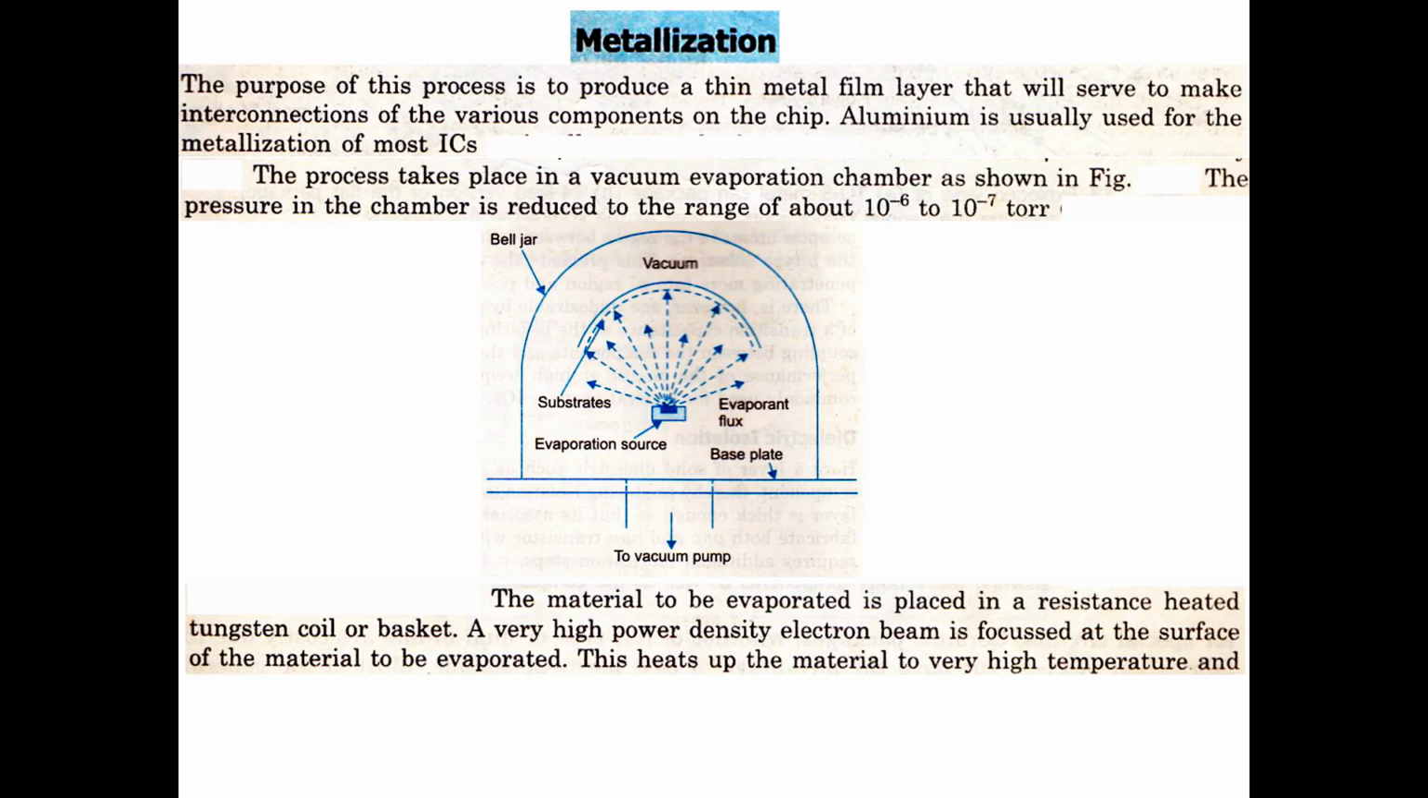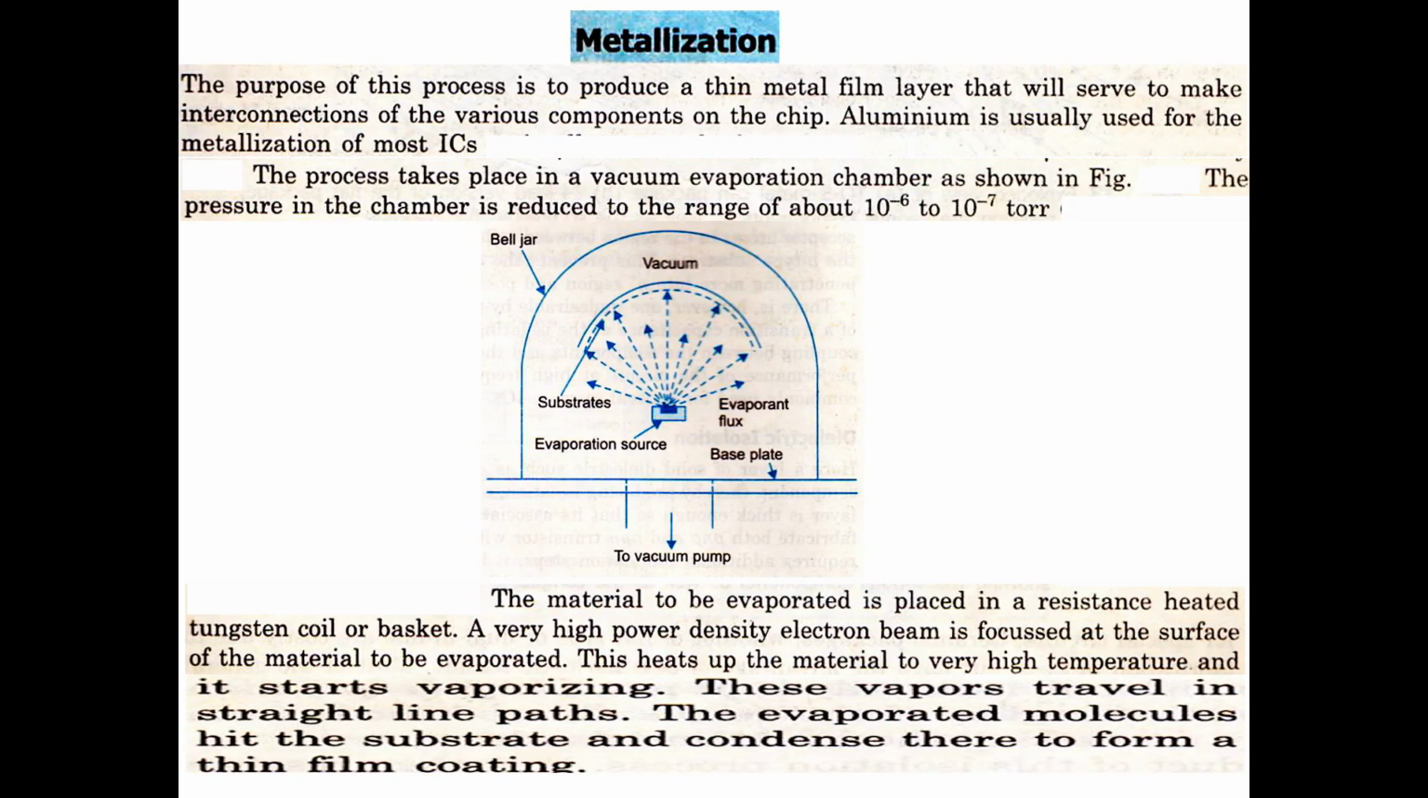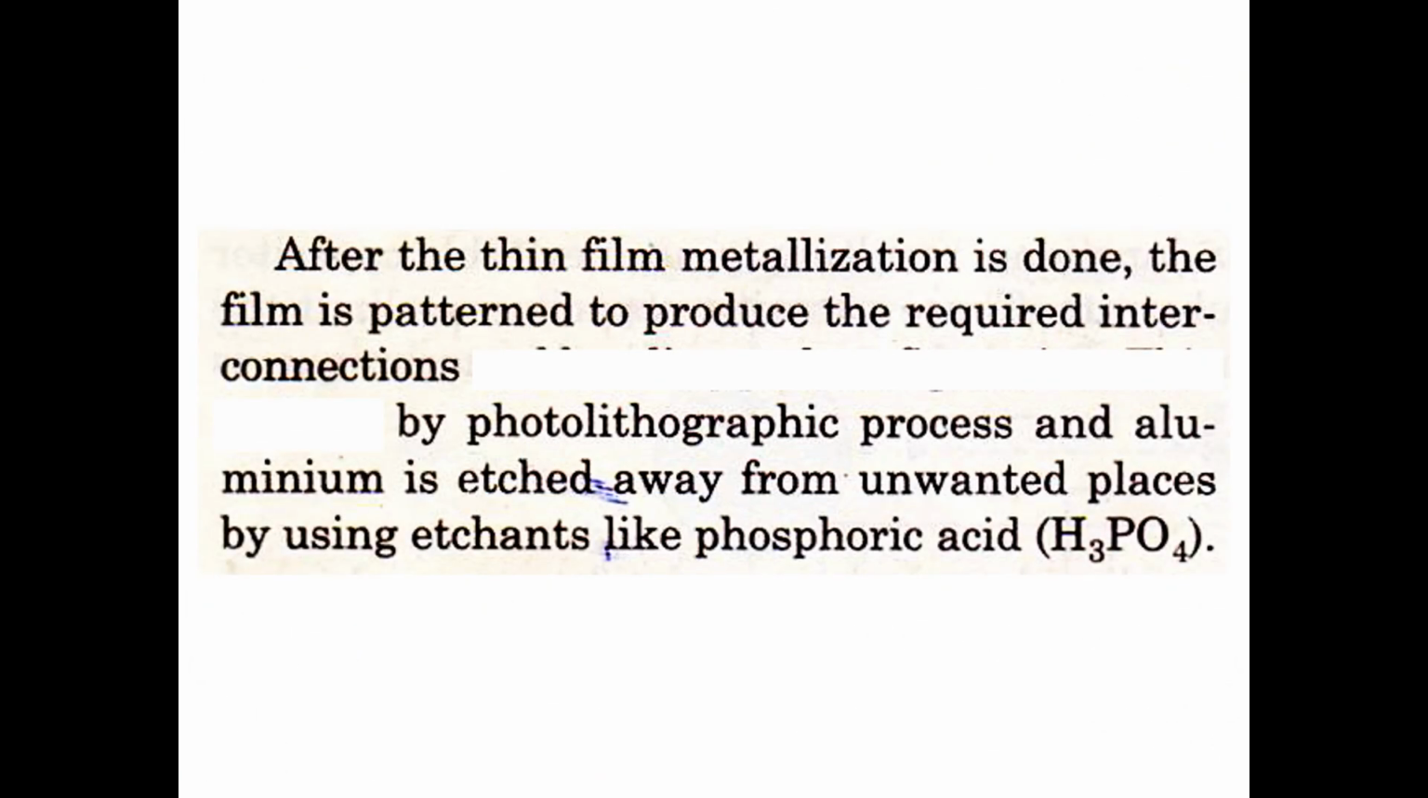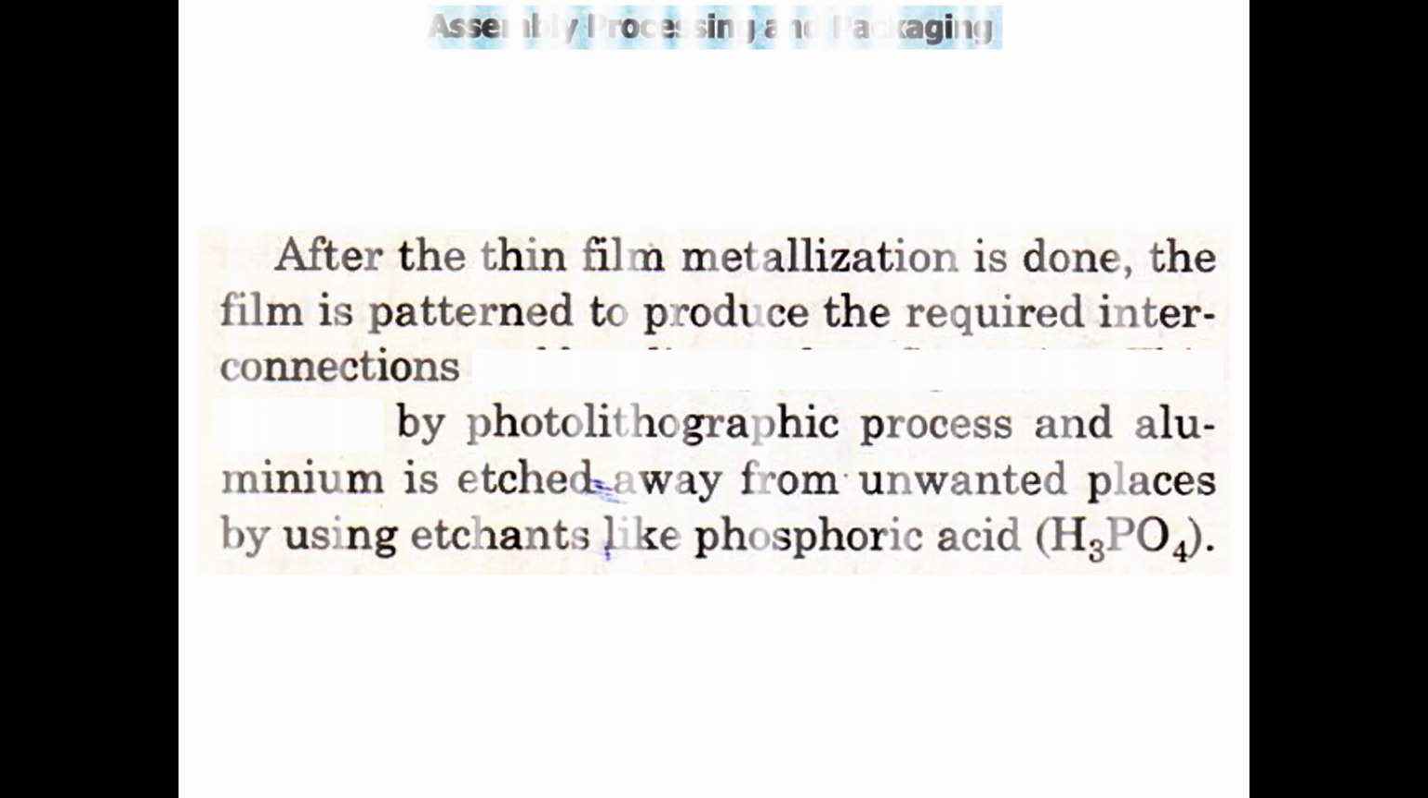A very high power density electron beam is focused at the surface of the material to be evaporated. This heats up the material to a very high temperature and it starts vaporizing. These vapors travel in straight line paths. The evaporated molecules hit the substrate and condense there to form a thin film coating. After the thin film metallization is done, the film is patterned to produce the required interconnections by the photolithographic process, and aluminum is etched away from the unwanted places by using etchants like phosphoric acid.